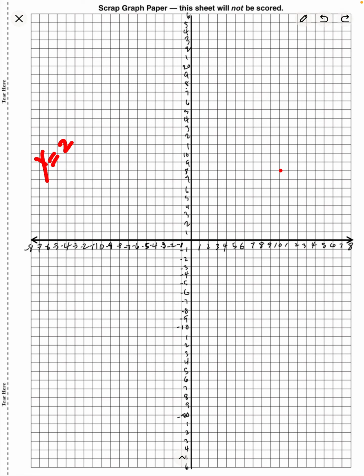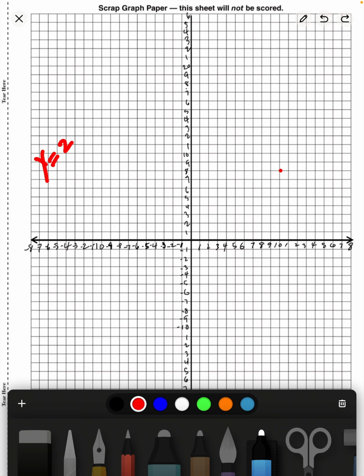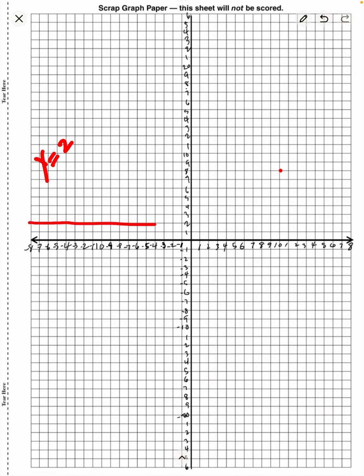Oops, I need a better line. I like them nice and straight. So I'm going to go like this. Put some arrows on it. So that's y equals 2. Now you can see I need to go from this point in this direction. And the slope that they gave us was 3/4. So let me write that.